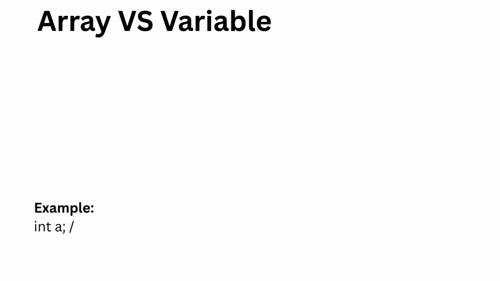To declare a variable, we need to write a data type, a space, then the variable name. And for the array, we need to write the data type, a space, then the array name, and within the third bracket we should write the maximum size of the array.